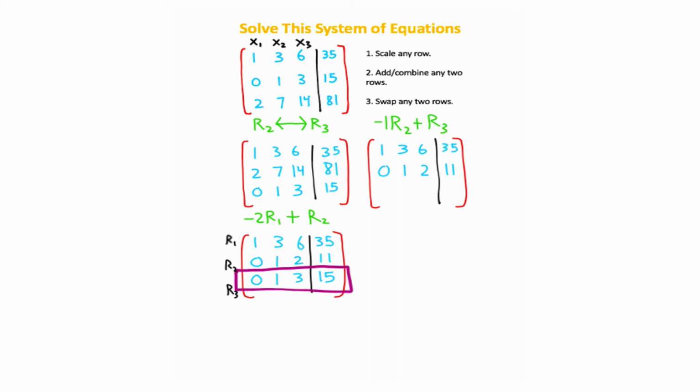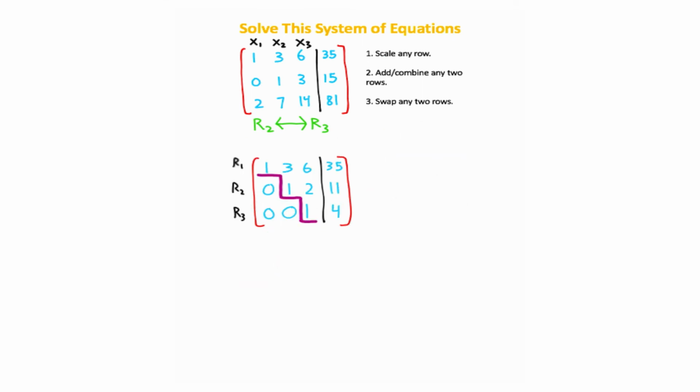Now check this out. We're going to have -1 times 0 plus 0, and that's going to just give you 0. Then we're going to have -1 times 1 plus 1, which will give you 0 again. We're going to have -1 times 2 plus 3, which will give you +1, and then -1 times 11 plus 15, which will give you 4. So this right here is row echelon form.